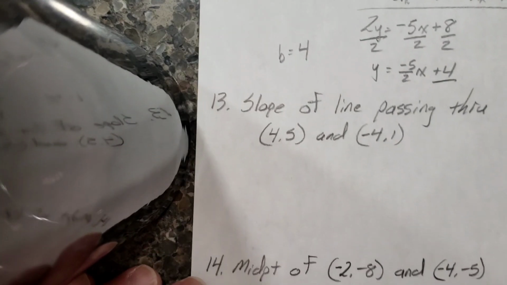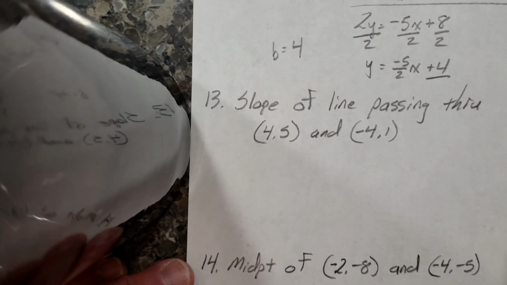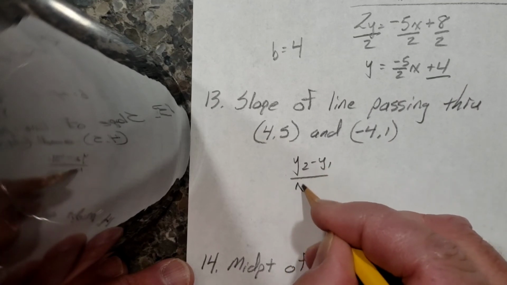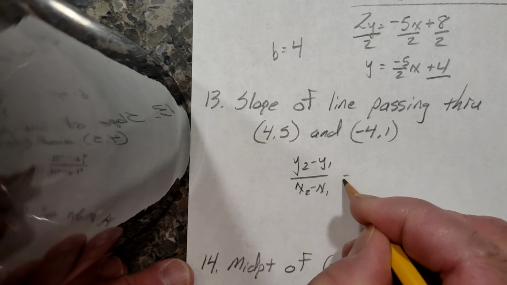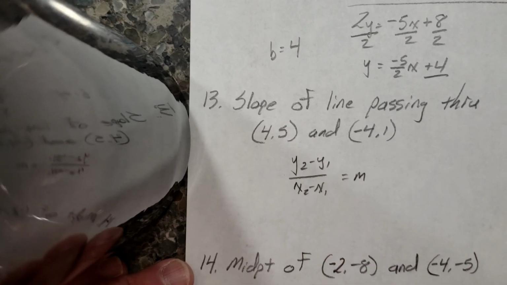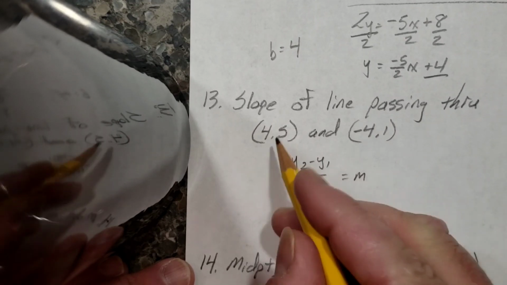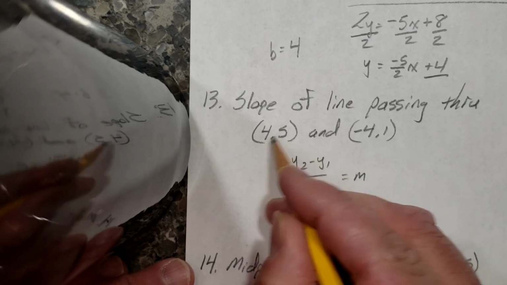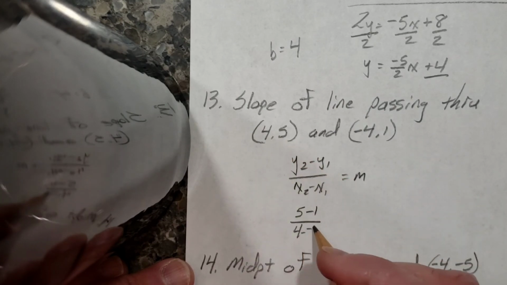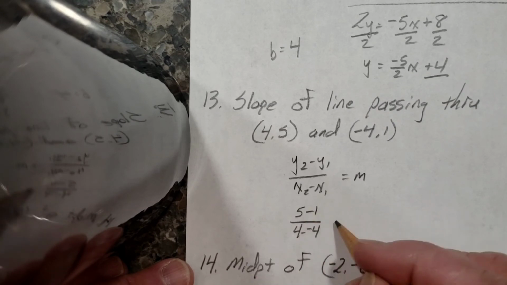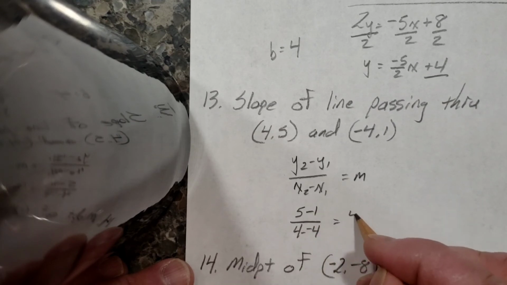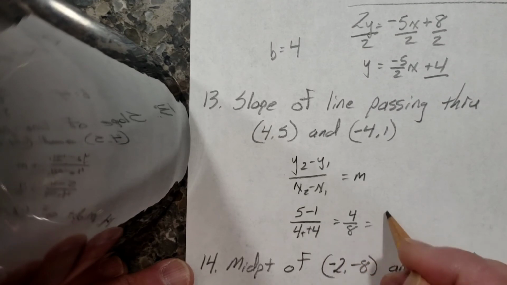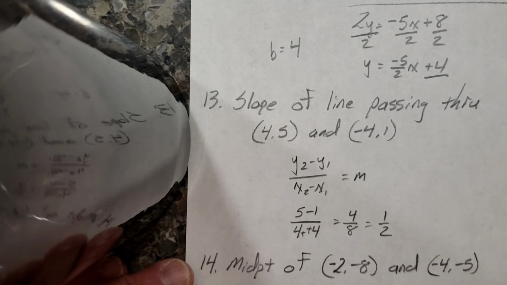Okay? 13, another straightforward slope formula. y2 minus y1 over x2 minus x1 is your slope. It does not matter which you start with. I'm going to start here. I'm going to do 5 minus 1 over 4 minus -4. 5 minus 1 is 4. Same change over 8, 1/2, and there's your slope.